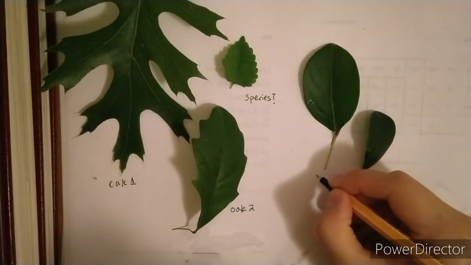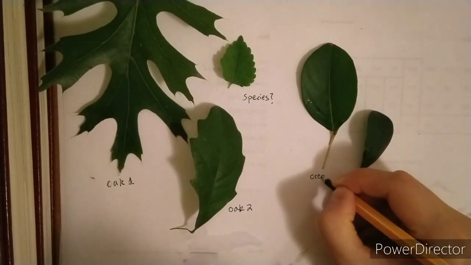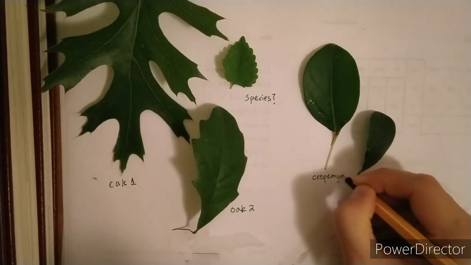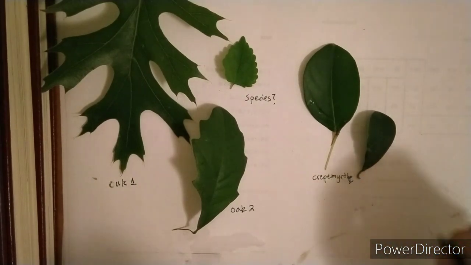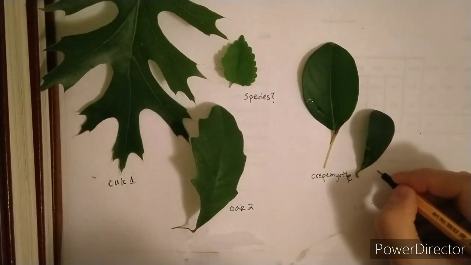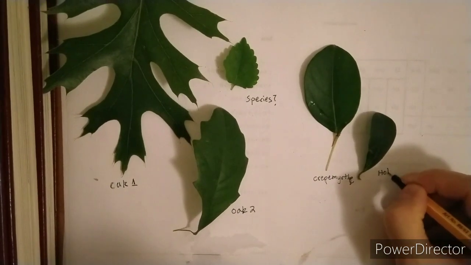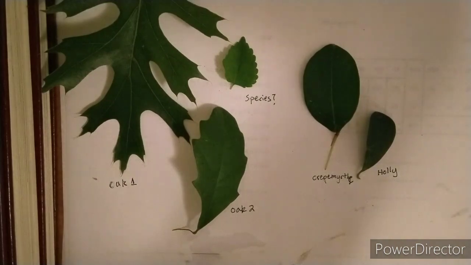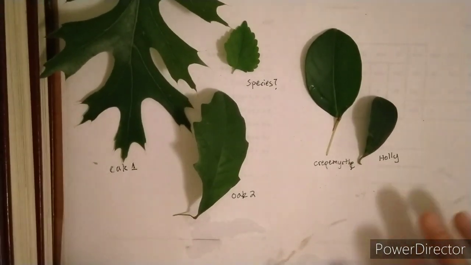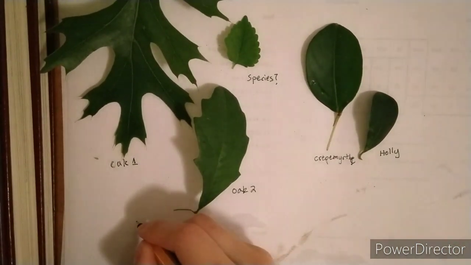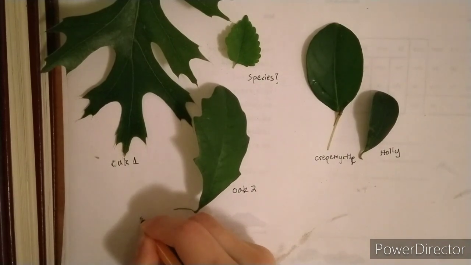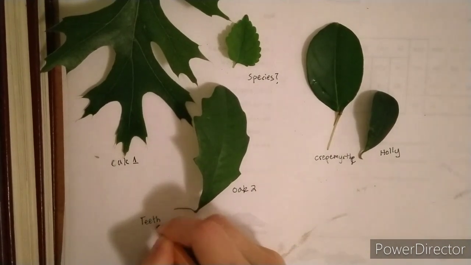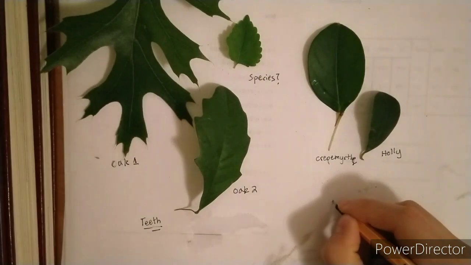Over here we've got a crepe myrtle tree. Beautiful pink flowers in the spring. And then over here we've got a holly tree, which has lovely, lovely red berries when it gets a little bit colder. I've already divided these leaves into 2 categories. I have ones that have teeth and ones that have no teeth.